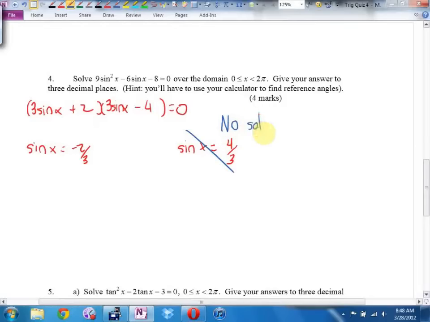You know what? Look. What's the highest sine's going to get? 1. Will sine ever touch 4/3 high? Will sine x ever cross 4/3? Nope. No solution. Over here, do I have a triangle with a 2 and a 3 in it? No, I got a triangle with a 2 and a root 3, but not a 2 and a 3. This is not going to be a special triangle question.